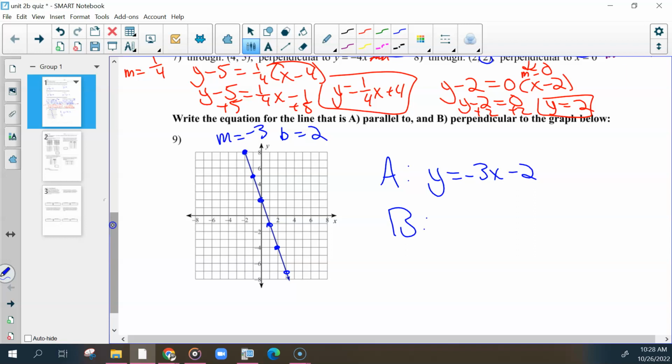And then for B, the slope had to be perpendicular. So take this slope and flip it, make it positive. And then it can be the same or a different y-intercept. Do we have any questions on that one? Number 9 was worth 3 points: finding the original, and then doing A and then B.